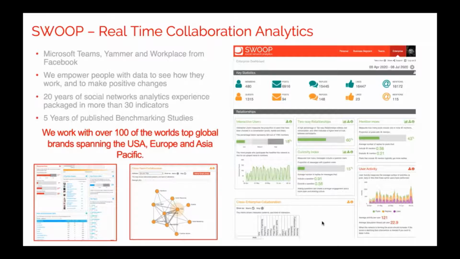We have over 20 years of social network analytics experience, and we are able to package those into 30 indicators across our dashboards on our offering. For the past 5 years, Swoop has also done benchmarking reports on some of the best and worst Yammer networks, as well as Teams and Workplace by Facebook. We work with over 100 of the world's top global brands spanning the USA, Europe, and Asia Pacific.